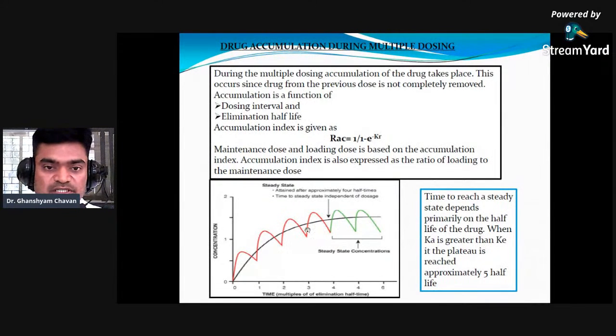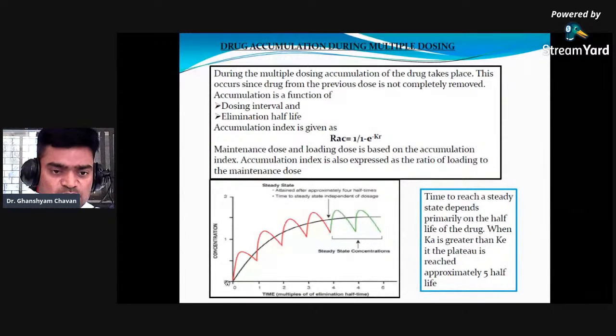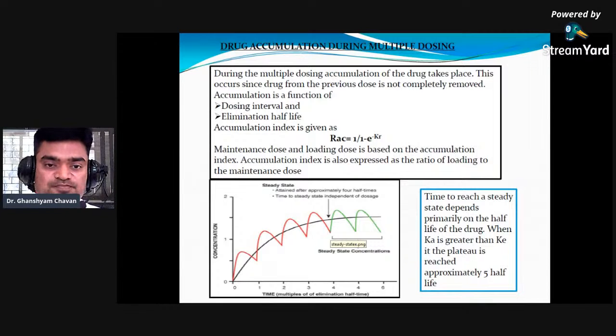Now here you can see in this graph, at this point you are giving the dose. This is the concentration against time, in multiples of the elimination half-life. At this point you give the dose, so it increases like this, then its concentration decreases. Again here you give the second dose, it increases, and again it comes to a low level. This is the third half-life, fourth half-life and fifth half-life. Up to this point it attains the steady state concentration, and it requires a minimum of 4 half-lives, 1, 2, 3, 4, and by the fifth half-life you have reached your steady state concentration.